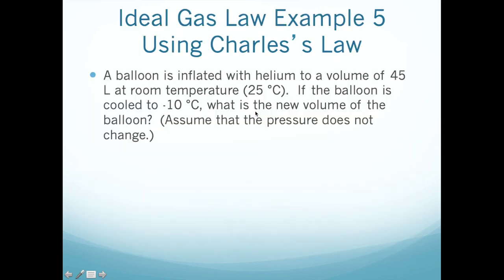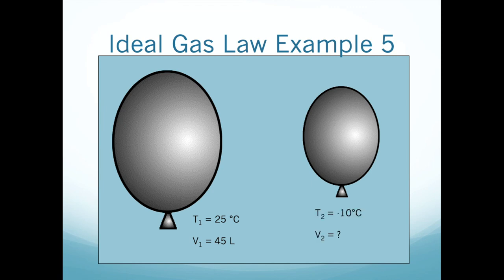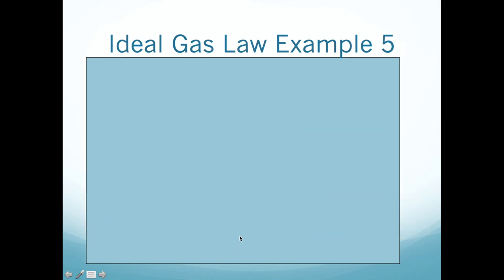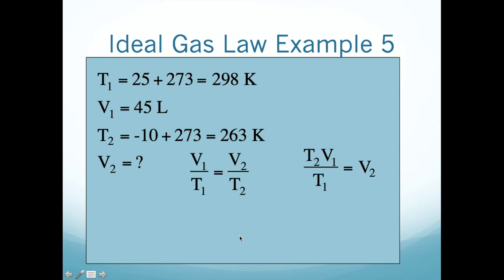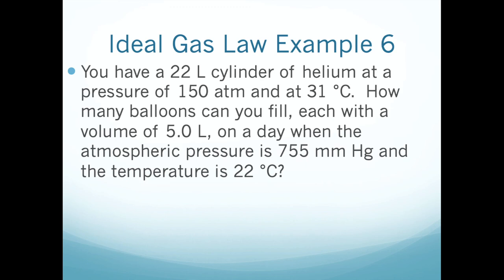Likewise, in this problem, our temperature is decreasing, which tells us that according to Charles's law, if temperature is decreasing, then our volume should also decrease, and we'll get an answer lower than 45. Okay, and that's the case here. We get an answer of 39.7, which is lower than 45, and that's a great way to check to make sure we probably set up the problem correctly. Okay, so that's a quick check for your work there. All right.